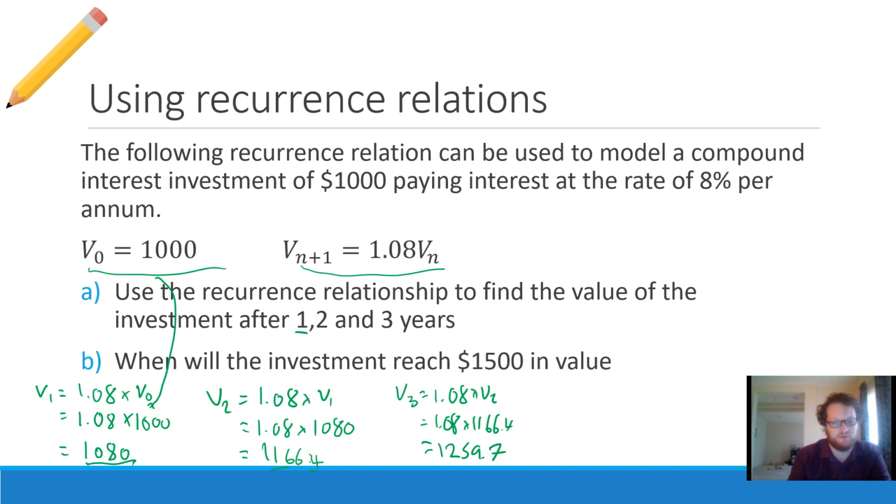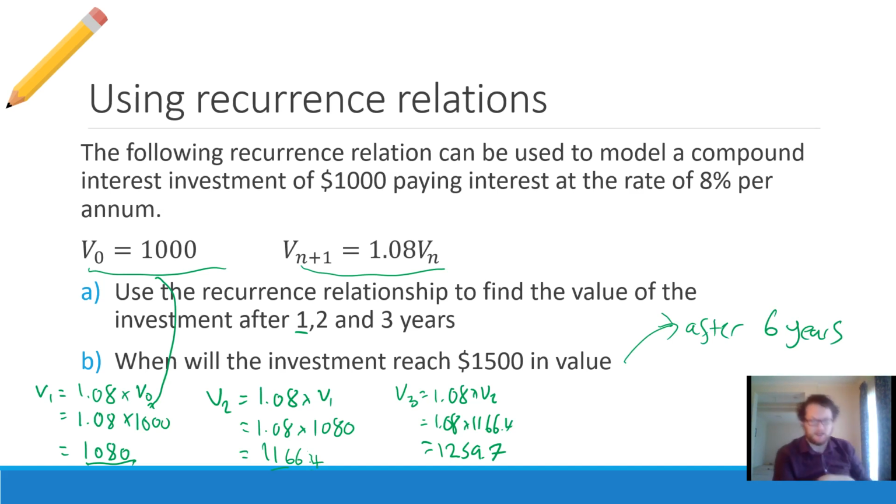Well, let's just push equals again. That's 1,300, so it's 4 years, 5 years, 6 years. There we go. So for B, it's after 6 years. Okay, so that's the basics and how to do those things.